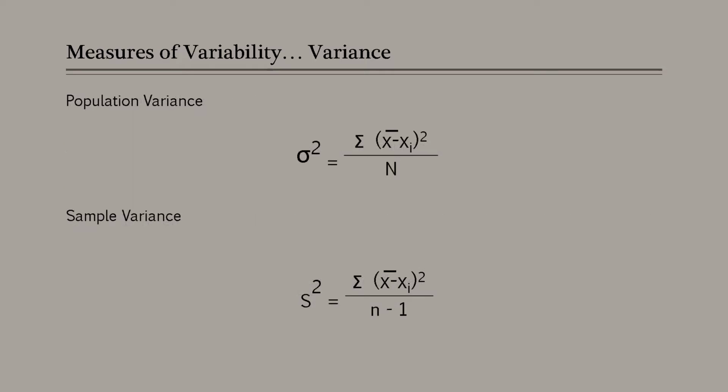The formula for population variance, sigma squared, is equal to the sum of the squared differences between x bar and the data point, all divided by n, where n is the number of samples. In the case of sample variance, s squared is equal to the sum of the squared differences between x bar and the data point, all over n minus 1.